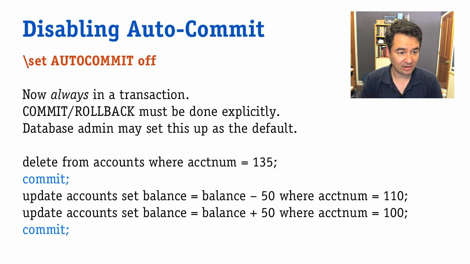I showed you an example here where I want to delete, let's say, one account from the accounts table, and then I do a commit in order to make that change permanent. Then I want to transfer money from one account to another, so I need to do two updates, and I'll do a commit when that one is done.